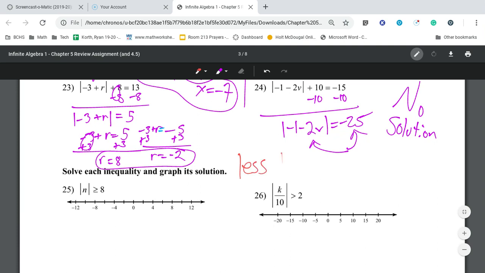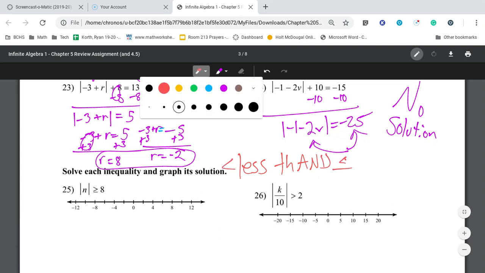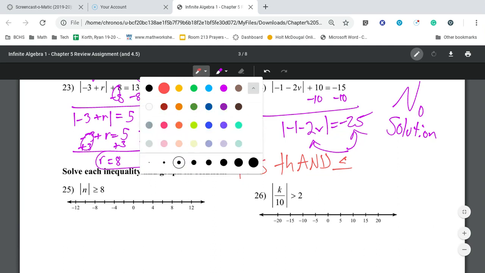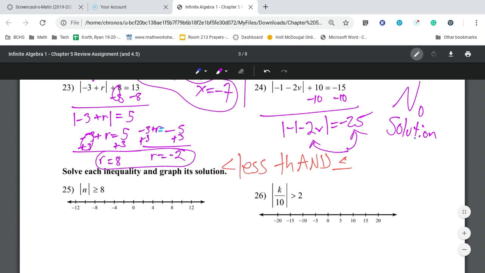The less than, great or. Okay, so if you have less than or equal to, use an and inequality. That looks like this. If you have greater than or equal to, use an or inequality. That looks like this.